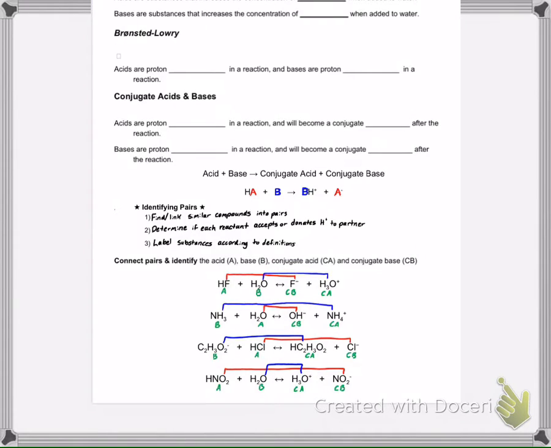Okay, so now that we have a more colorful view, I'm going to explain the next one to you. I have ammonia here. Ammonia is NH3, and its partner is this ammonium. Okay, so ammonia went from NH3 to NH4. That means it accepted a proton. Okay, so because it accepted a hydrogen, that makes it a base.